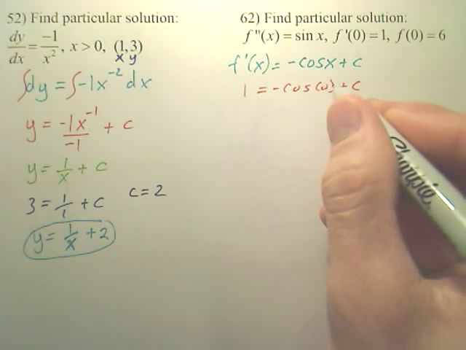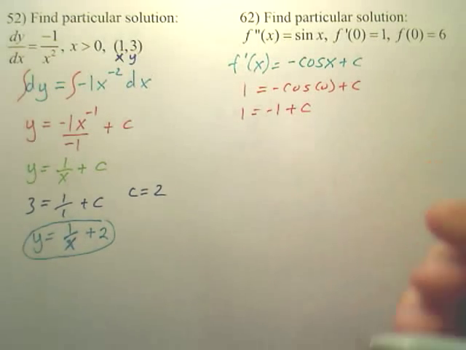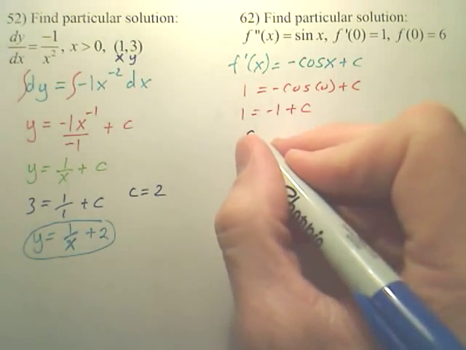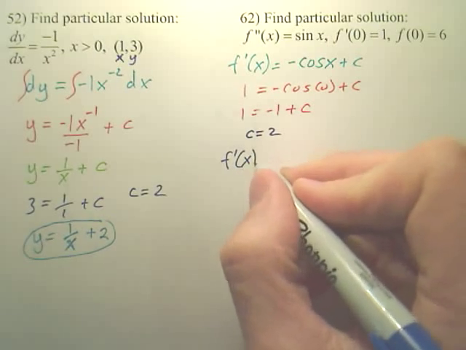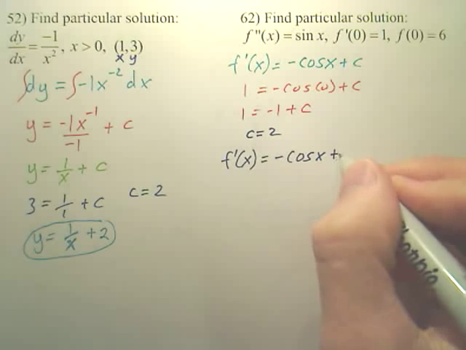Now plug in (0, 1). Cosine 0 is 1, which c ends up being what? 2. Thank you. So the derivative f prime of x is going to be negative cosine x plus 2.